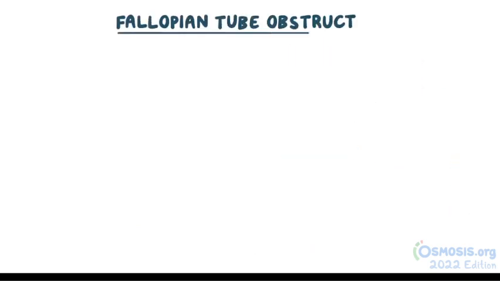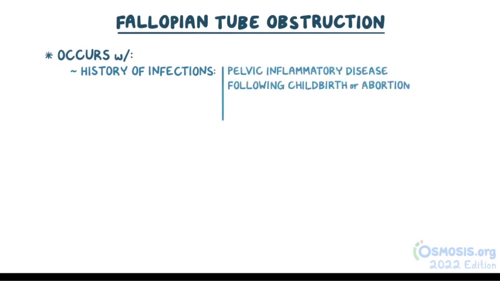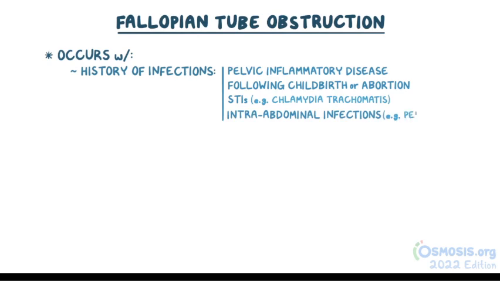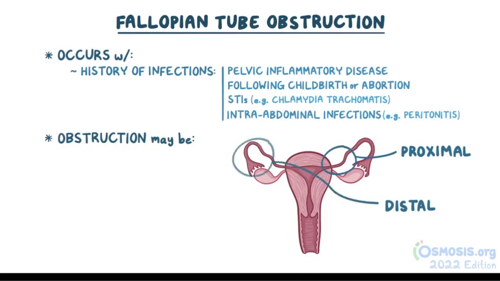Fallopian tube obstruction can occur in females with a history of infections, specifically in pelvic inflammatory disease, infections following childbirth or abortion, sexually transmitted infections like chlamydia trachomatis, or intra-abdominal infections like peritonitis. Obstruction may be proximal, meaning closer to the uterus, or distal, meaning closer to the ovary.